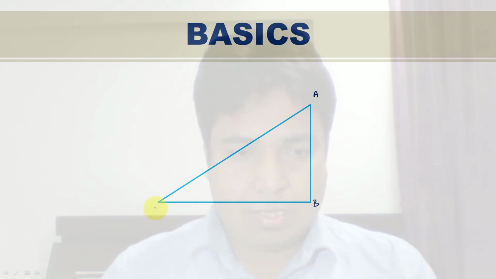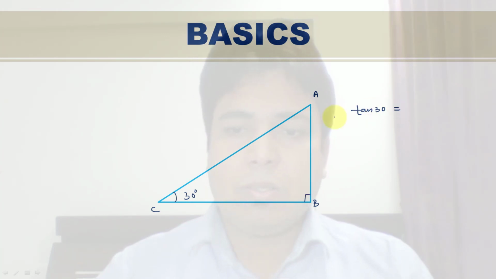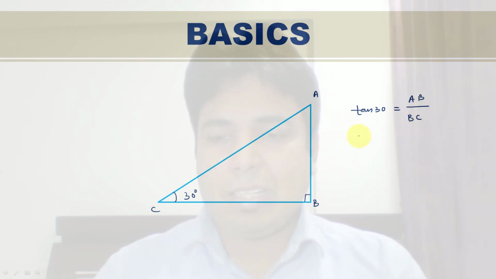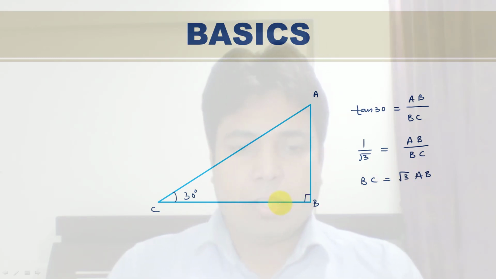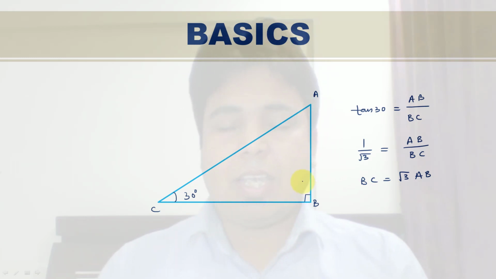A, B, C, and this is 90 degree angle. Now let's say if this is 30 degree angle, hence tan 30 degree is equal to AB upon BC, and tan 30 is equal to 1 upon root 3. So this is AB upon BC, and BC becomes equal to root 3 AB. So if this is 30 degree, then BC becomes equal to root 3 times AB.